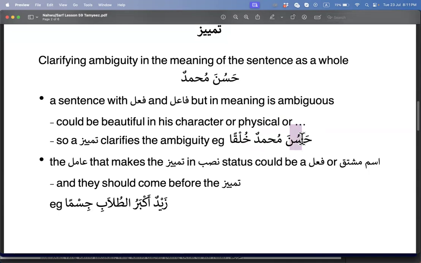Like beautiful in what sense? Is it because of the wazan, like karumah, something like that? Not necessarily. Not necessarily. You'll see a bit more examples later.